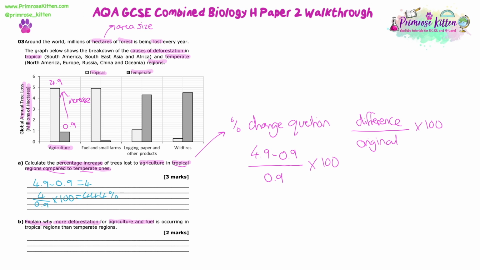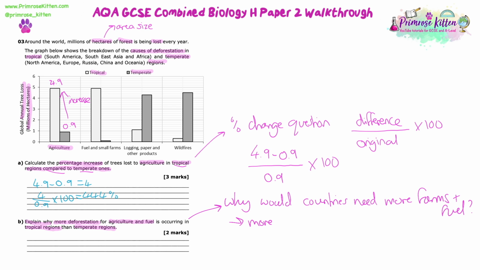So part B wants us to explain why more deforestation for agriculture and fuel is occurring in tropical regions than temperate regions. So basically, why is more deforestation happening in the tropical regions than temperate regions, but specifically looking at why is it happening for agriculture and fuel, because it's not happening due to wildfires or logging. So why would countries need more farms and more fuel? So what could be the difference that's causing this?